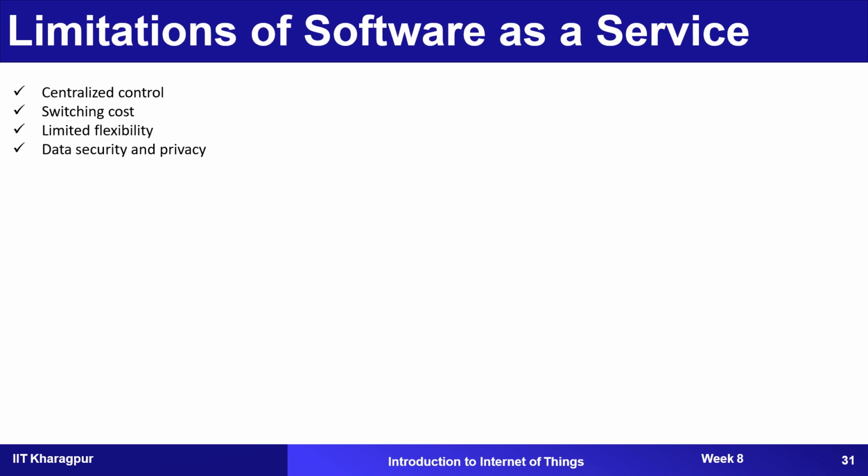Now the limitations of your software as a service. So first one is your centralized control. In case of your software as a service, there is a centralized control, so that is one of the limitations. And then second one is your switching cost. Third one is your limited flexibility, and the fourth one is your data security and privacy.